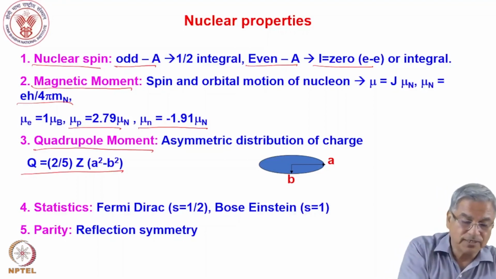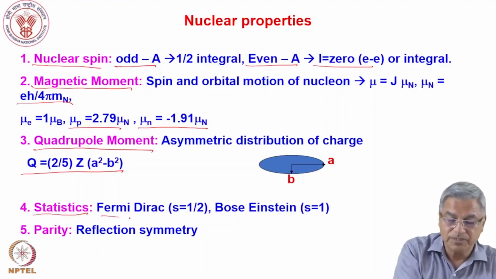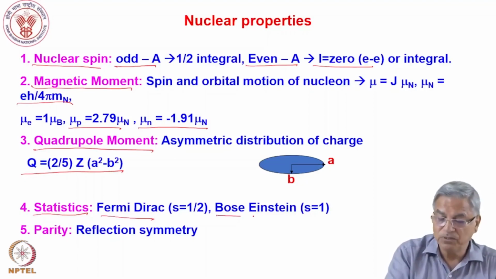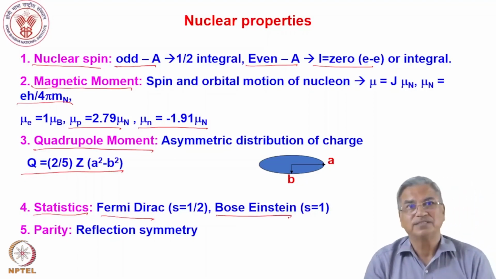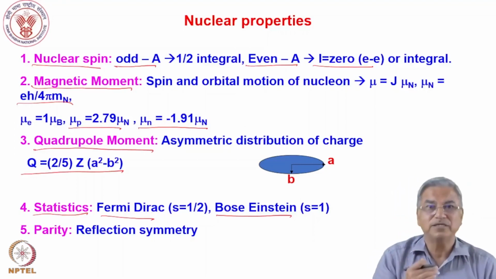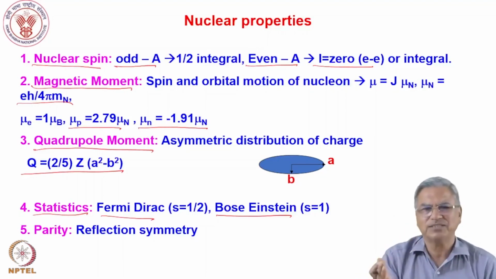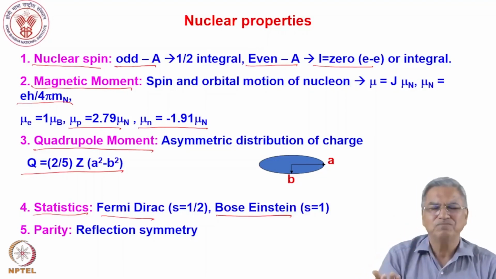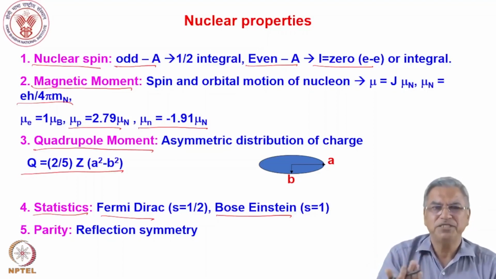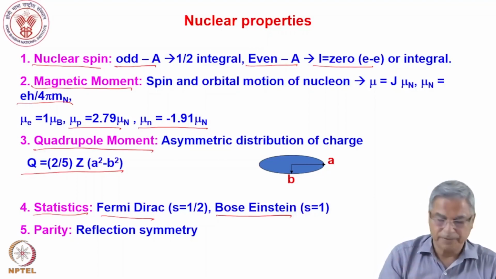Nuclei also follow certain statistics. For half integral spin nuclei, you will have Fermi-Dirac statistics. For integral spin, you will have Bose-Einstein statistics. And they also have parity. Parity is nothing but the reflection symmetry. If you change the wave function from x to minus x, and the wave function changes sign, you say it is odd parity. If it doesn't change sign, we say it is even parity. So nuclei also have parity. We'll discuss this parity when we discuss the spin states of nuclei.